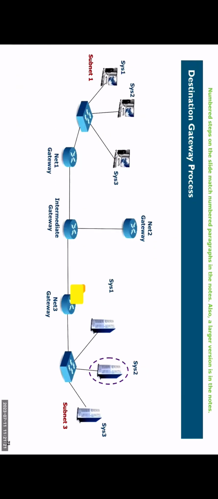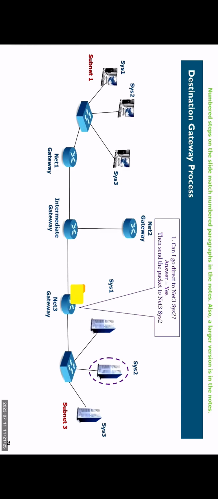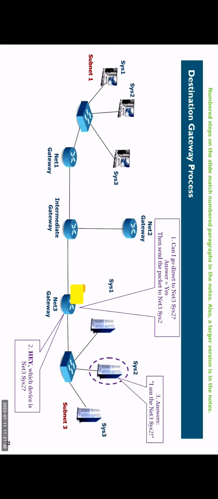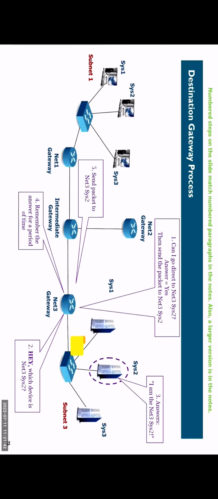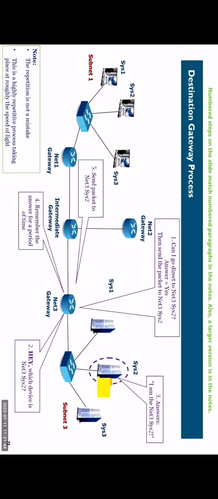And so now it is going to ask, hey, who is system 2 on my subnet 3 network? It asks the question to everybody. We get one response back. System 2 says, I am system 2 on this network. That gateway remembers that answer for a short period of time and forwards that packet of information on. And congratulations, we finally got the information to system 2 on subnet 3.